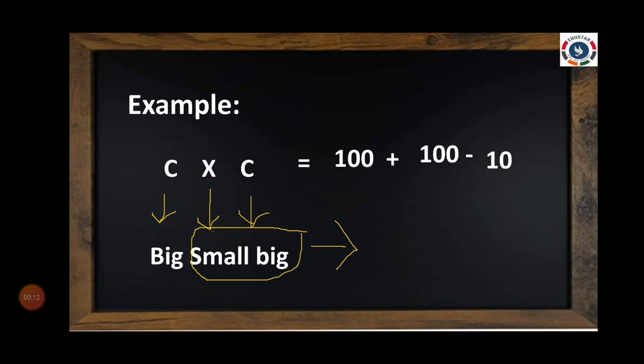C, the first value is a bigger value, second X is the smaller value, and C is a bigger value. So big, small, big. So first C we have written 100. The next smaller value is following, after then bigger value is following. The small following big, you should subtract the two values. So first write the bigger value 100, then write the smaller value 10. So small and big following that, we should subtract the two values. So 90 you will get. So is equal to 100 plus 90, you get 190.